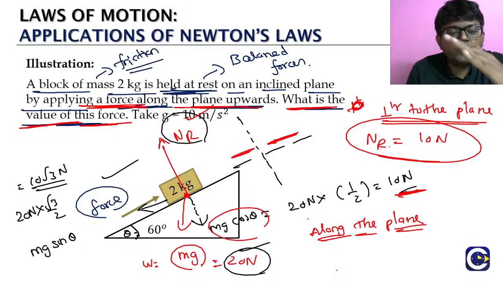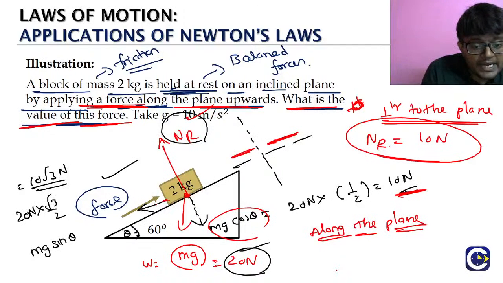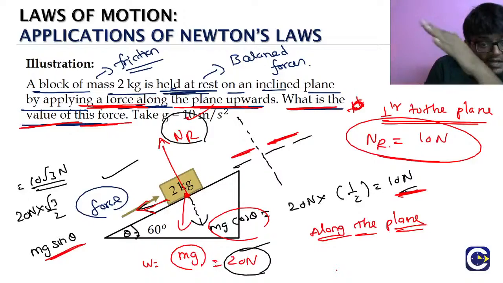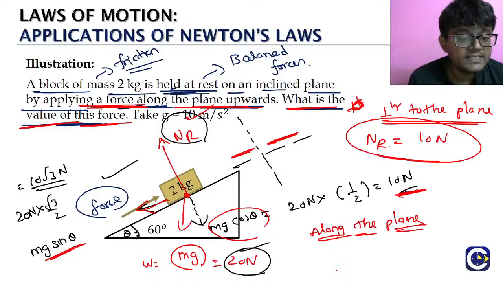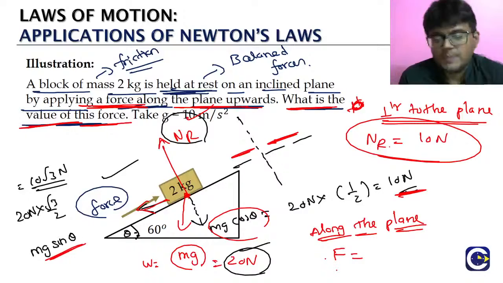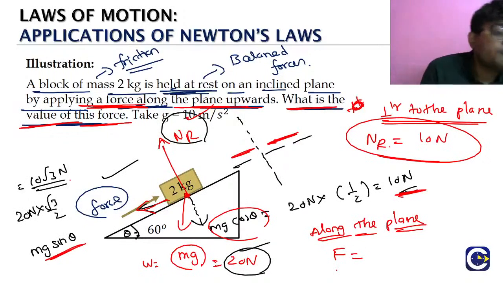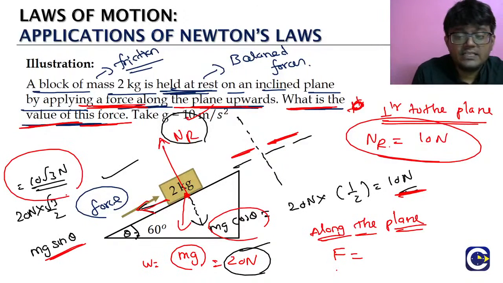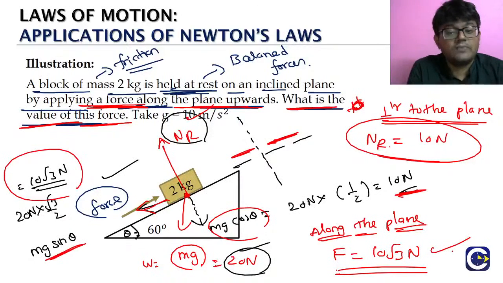There is the applied force which is along the plane upwards, and there is a component of the weight, mg sin theta, which is along the plane downwards. For the balancing condition, the force along the plane upwards, let us call it F, should be equal to the force along the plane downwards, the component of the weight along the plane, which is mg sin theta. Its value in this particular case is 10 root 3 newtons. That is what we are looking for.